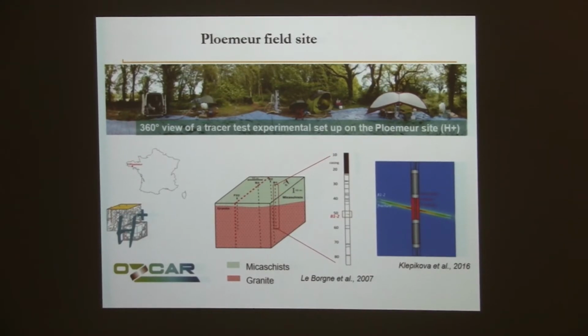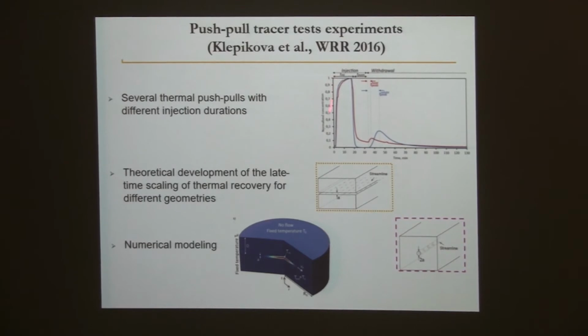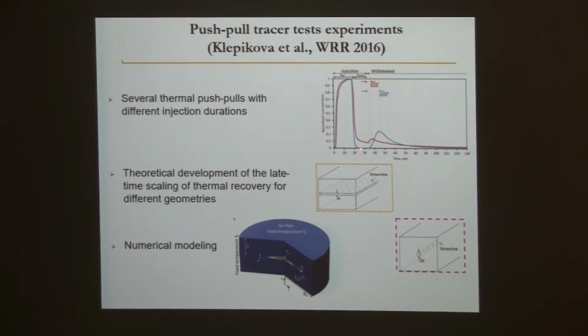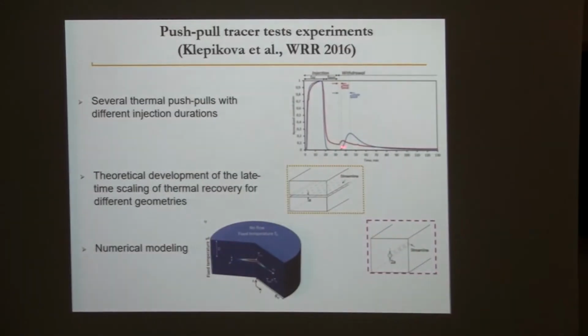This is typically what we observed. In blue, this is during the push-pull tracer test experiment. And in blue, this is the solute tracer, while in red, this is the heat, which is recovered earlier because it's the fracture matrix that has been heated that gives back the heat when we pump into the fracture.